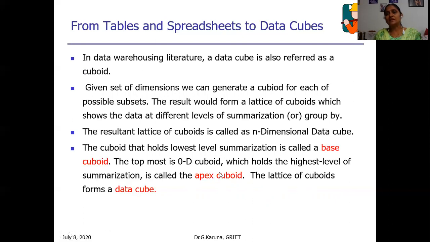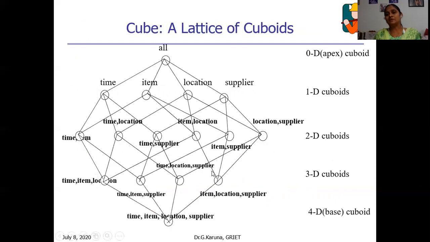Let us see what a lattice of cuboids is. This is called a lattice of cuboids. This is the lowest level of summarization of the cuboids. This is the highest level of summarization, which is also called the apex. The lowest level of summarization is called the base cuboid. See this, initially time is a dimension, then item, location, and supplier. Here each one is called a cuboid. So this is group by time, group by item, group by location, or summarization of the location. We get the data considering only one dimension.